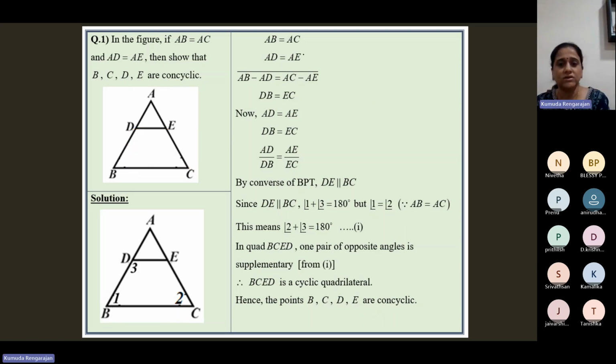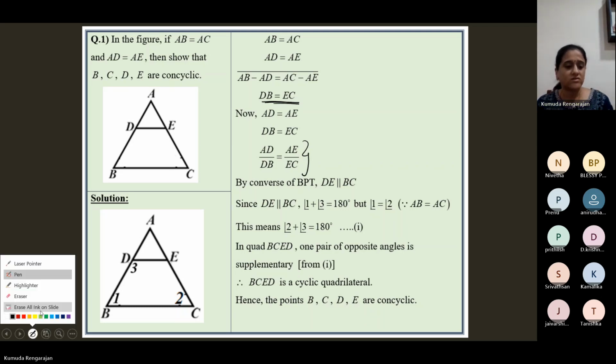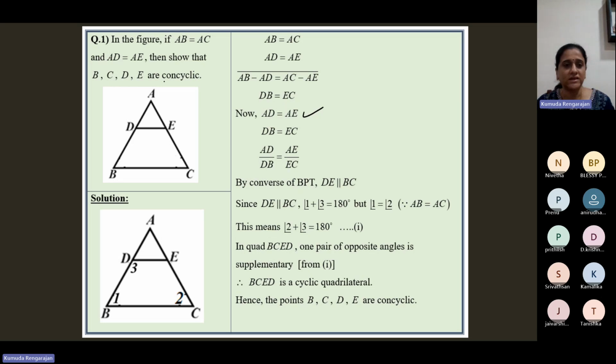So what is the procedure? We have two equations in the question. We subtract and we get a new equation. Now you should select which of these three equations will help you to get this proportion. You should observe and write them correctly. Here we have AD equals AE, and by subtracting we got this one. So write it carefully. Below AD you must write DB, and below AE you should write EC.